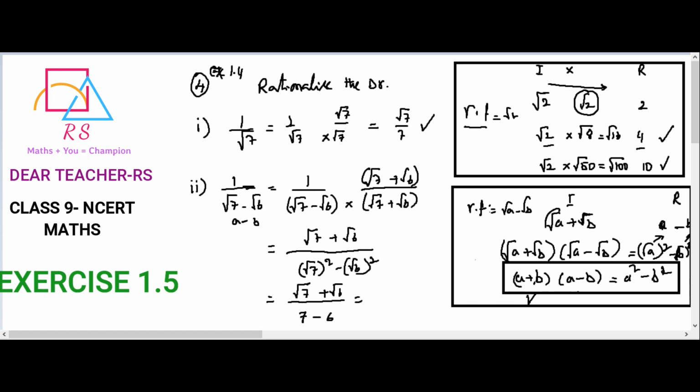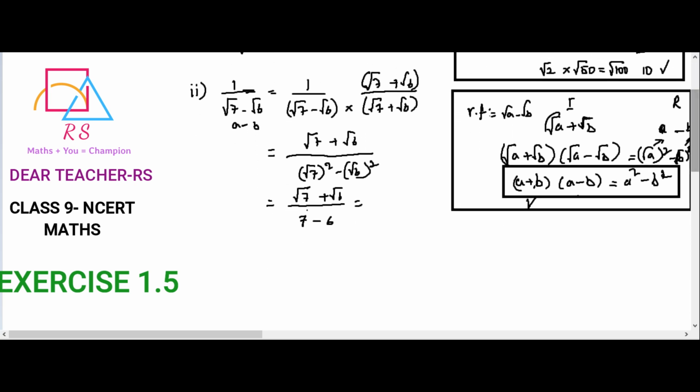So finally you will be getting root 7 plus root 6 over 1. You can leave it as root 7 plus root 6, because 1 has no value as a denominator. So this is the answer. So wow, if you rationalize this denominator, we got this. The other two problems you can do by yourself.